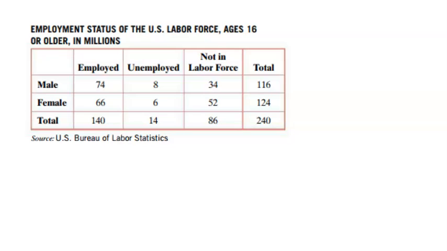Employment status of the U.S. labor force, ages 16 or older, in millions. Unemployed means they are actively looking for a job. Employed means they have one. Not in the labor force means they're neither looking for a job nor employed. So we have these numbers. You'll notice a total of 116 men, 124 women, 140 employed people, 14 million unemployed people, 86 million not in the labor force, 240 million people total in the U.S. labor force when this data was taken. So yes, indeed, in millions, 74 million, 66 million, 140 million.